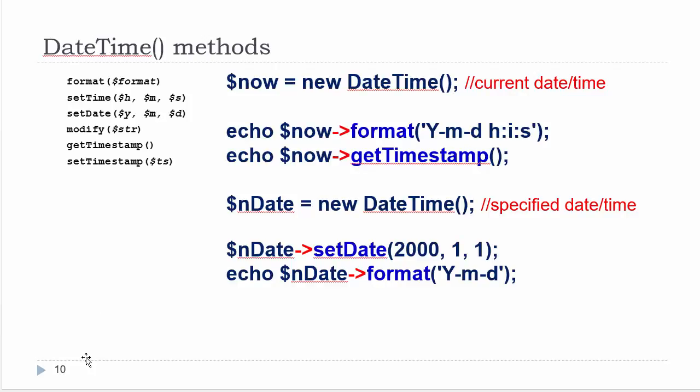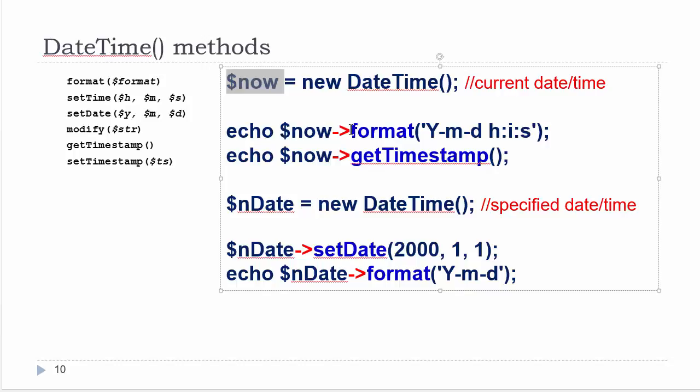So let's take an example of how we work with some of these methods. We have a format method, a setTime method, a setDate, modify, getTimestamp, and setTimestamp. So there are different methods that work with this DateTime object. The first thing you always need to do is create that object. It will either be the current one or one that you specify based on passing a parameter to the object. So here we're working with the current date and we're storing it in this variable, now.